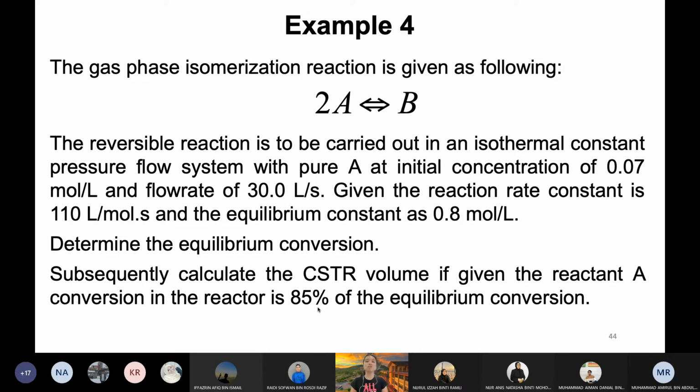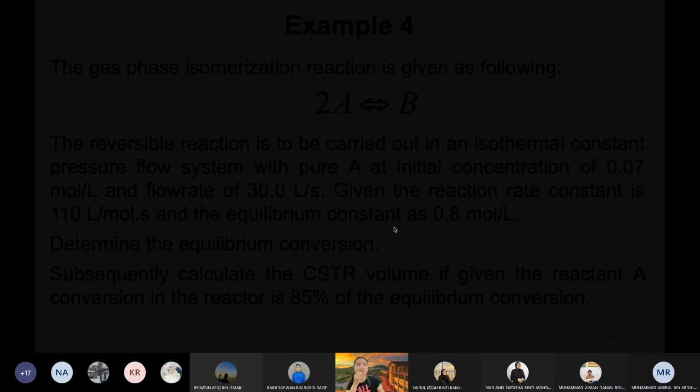Say your equilibrium conversion in part A, where we check the equilibrium conversion, so let's say XE is 0.4. If they say 85% of the equilibrium conversion, it means the conversion in our reactor, our X, is 85% of your XE. So XE is 0.4, and my X is 85% of my XE. So I multiply 85% of my 0.4 and I get my reactor conversion. But okay, let's first see how to solve this problem.